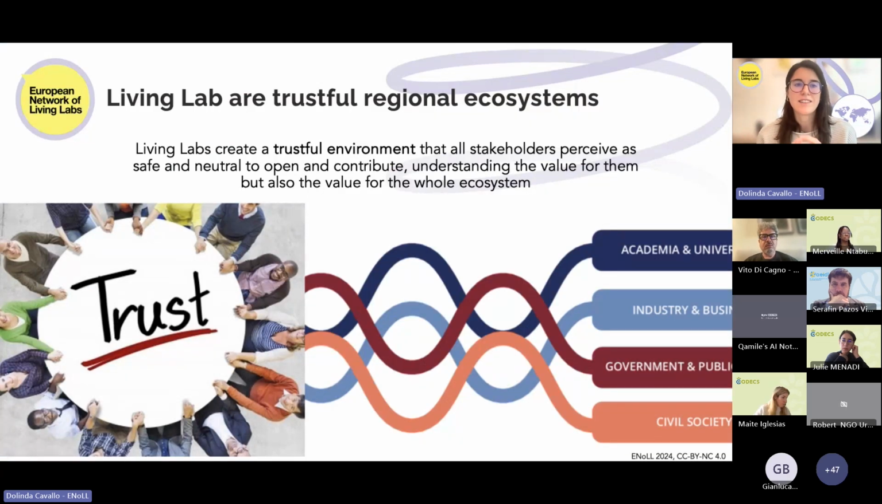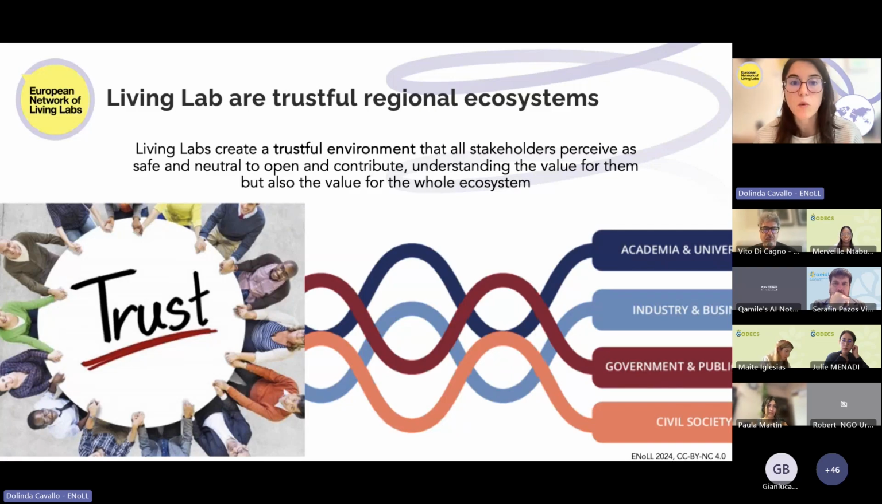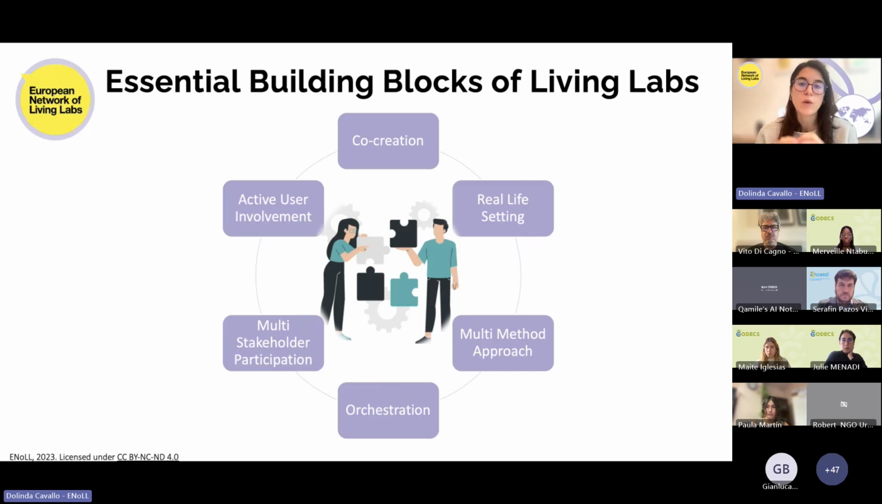And to make sure that these ecosystems work in a sustainable way, it is essential that the living labs create a trustful environment, because it is essential that all the stakeholders are willing to continue to work and contribute to the living lab in the long term, not just for a specific project. And to do this, we have some essential building blocks that should always be taken into consideration in the living lab setting. We mentioned already active user involvement, and users should be involved through co-creation. So co-creation should be at the basis of each living lab activity.